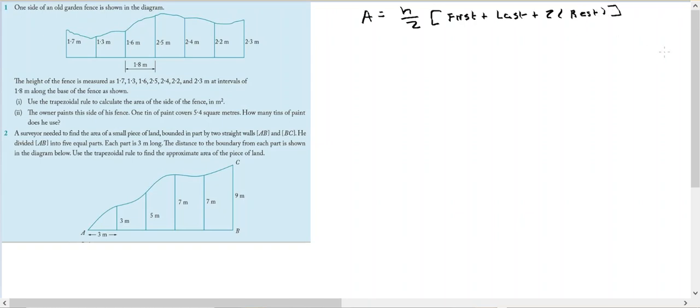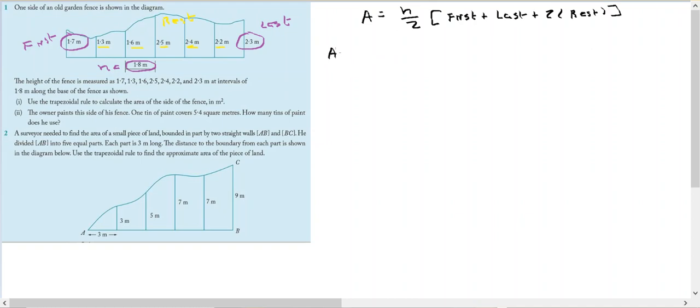In this case, h is the interval, and this here is the first. This here is the last. So the first and last vertical heights, and then the rest are all of these guys: this, this, this, this, and this. So all you have to do then is just write it into your formula.